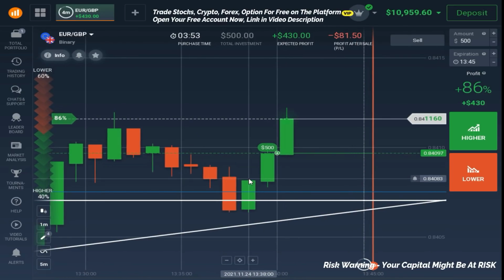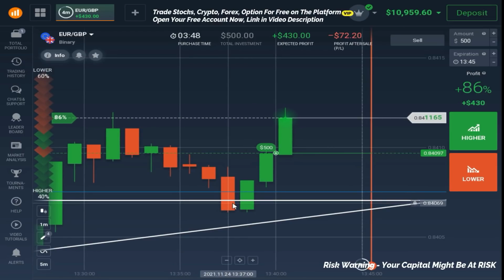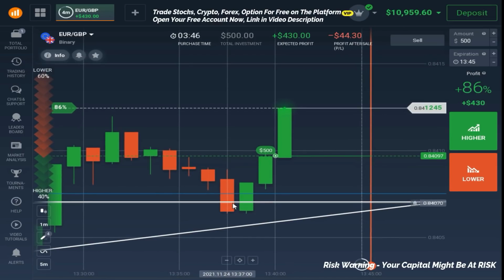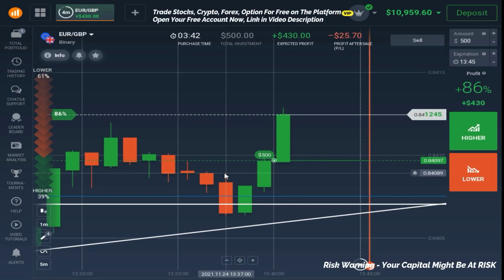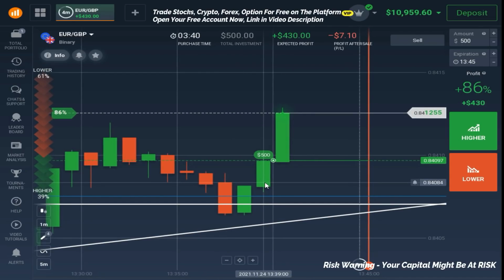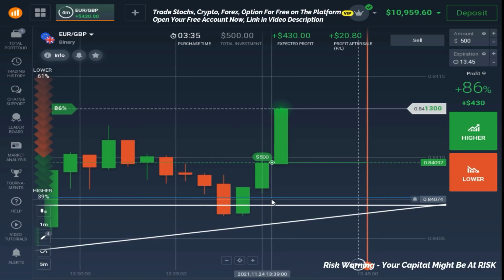But I didn't place my trade here because this candlestick was smaller than the previous one. So there was a doubt in my mind that maybe the market will reverse from that recent resistance. But guess what? The market broke through the level also, and it is going in the upward direction.